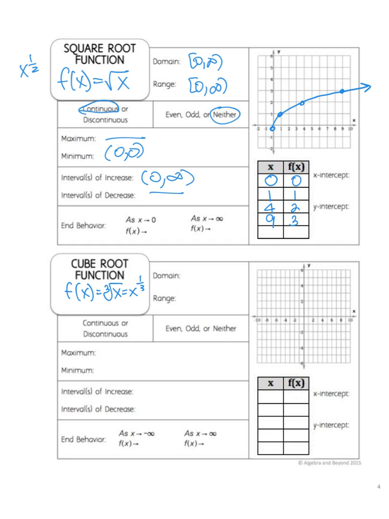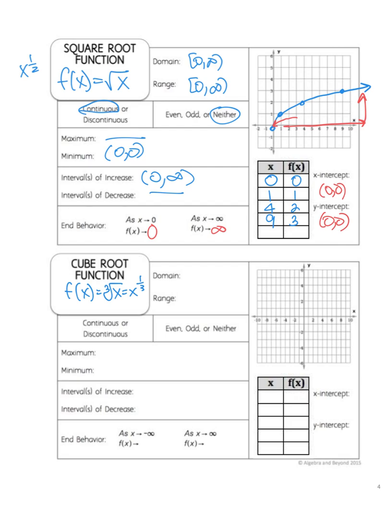Now look at this question. It says, as x approaches 0, so as my x's get closer and closer to 0, what does y approach? 0. And as x gets closer and closer to infinity, what does y approach? Infinity. And the x-intercept and the y-intercept are 0, 0. All right, so finally the last one, the cubed root function.